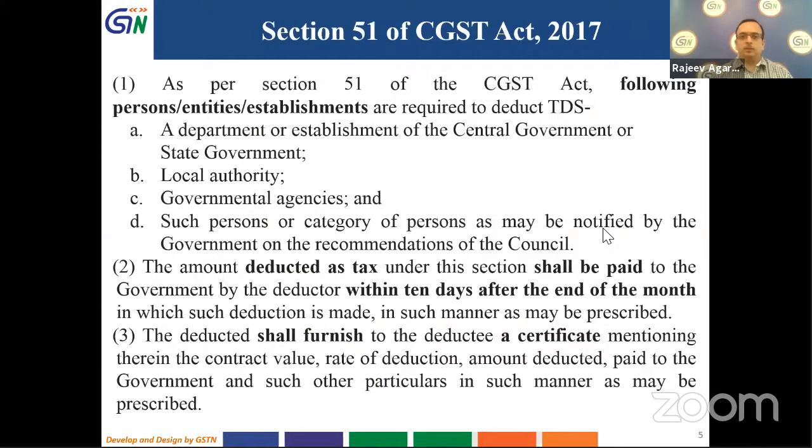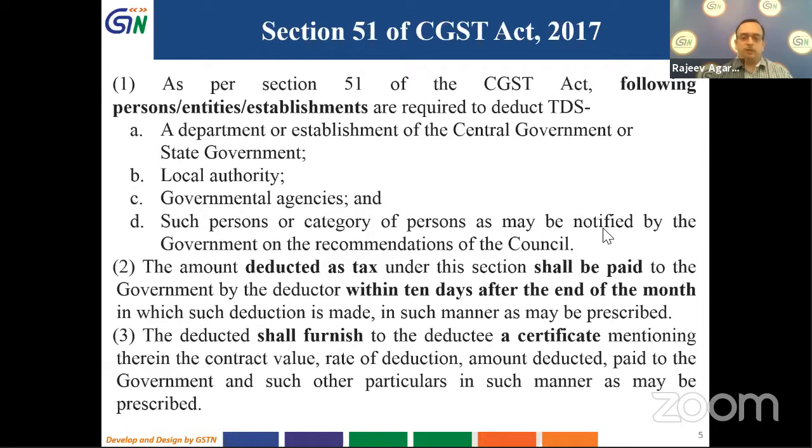So the relevant section which is related to tax deduction at source is Section 51 of the CGST Act, which provides that the following entities, that is a department or establishment of the central or state government, a local authority, government agency, or such person as may be notified, are required to deduct TDS. The amount which is deducted as tax shall be paid to the government by the deductor within 10 days from the end of the month.